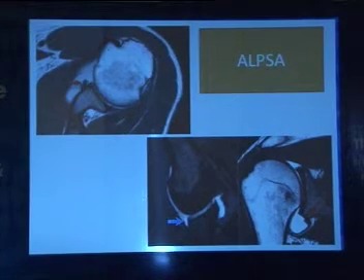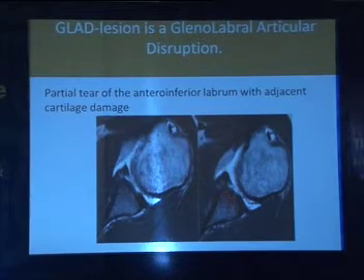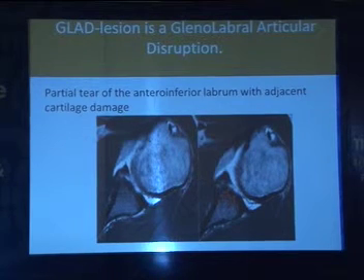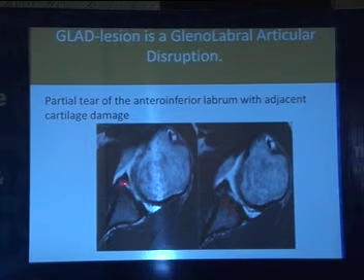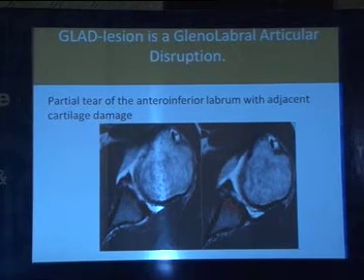That's an ALPSA lesion. There could also be a disruption in the glenoid articular cartilage, which is called a GLAD lesion. So if you look here, there's an articular cartilage disruption along with the labrum tear. That's a GLAD lesion.